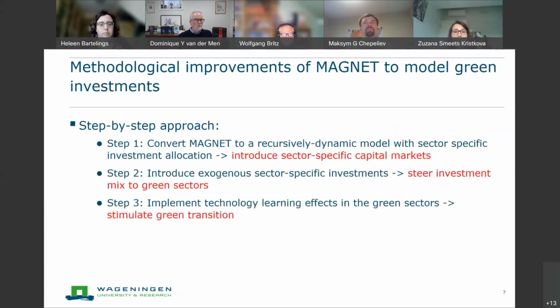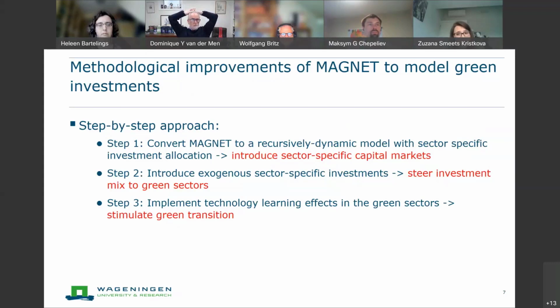Now, having said all this, if we want to analyze the impact of green investments, Magnet still needs to have some additional features, some enhancements. So we work in a step-by-step approach. We introduce new features first in a smaller, toy version, a couple of sectors, a couple of regions, and then we implement it in our full version. The first important step: if we want to model a change of investment mix, to inject money into certain sectors, we need to capture very well the linkage between investments and capital stock. So first, converting Magnet to a recursively dynamic model.